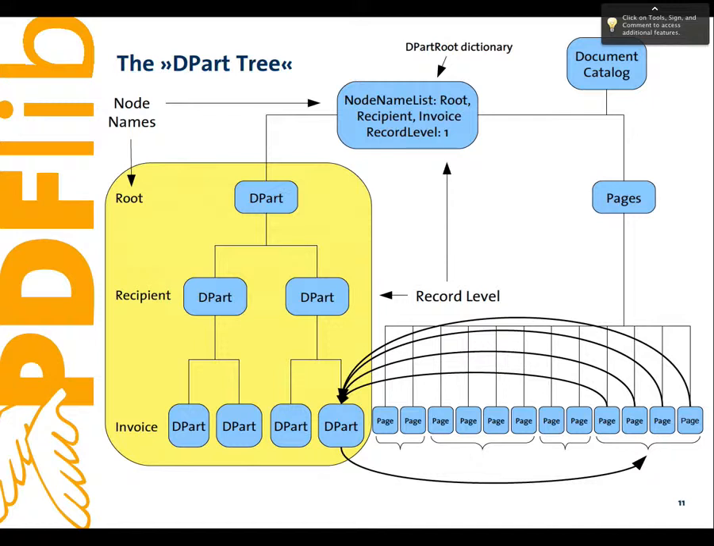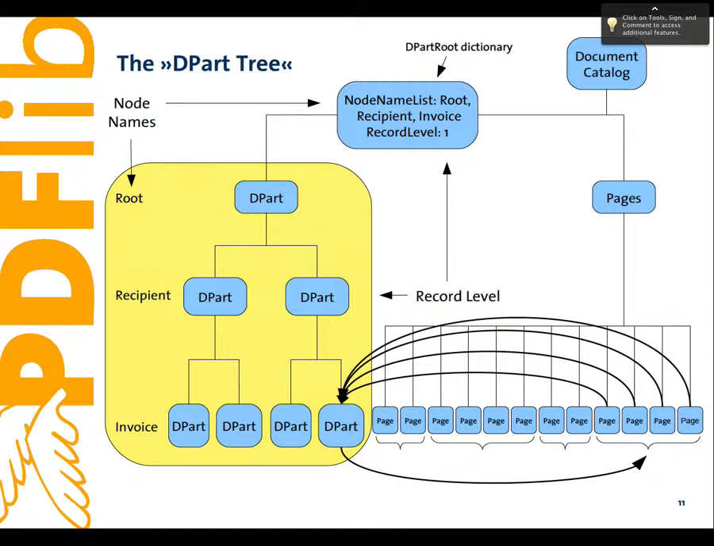And how are the document part tree and the page tree related? Every leaf node of the document part tree has a reference to a range of pages. So this range must be non-empty. It must consist of one or more pages in the page tree. And the pages must be in ascending order. So a range is always without holes in it, and they must always be consecutive in the document.